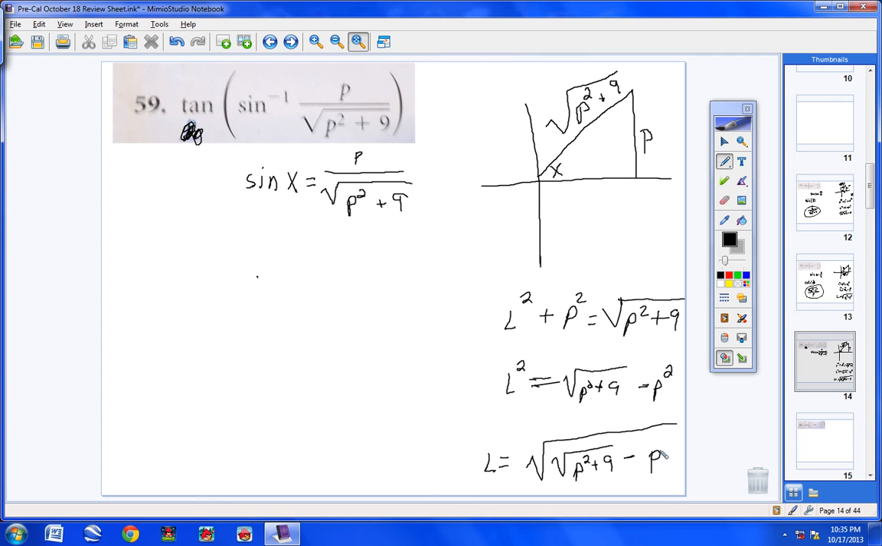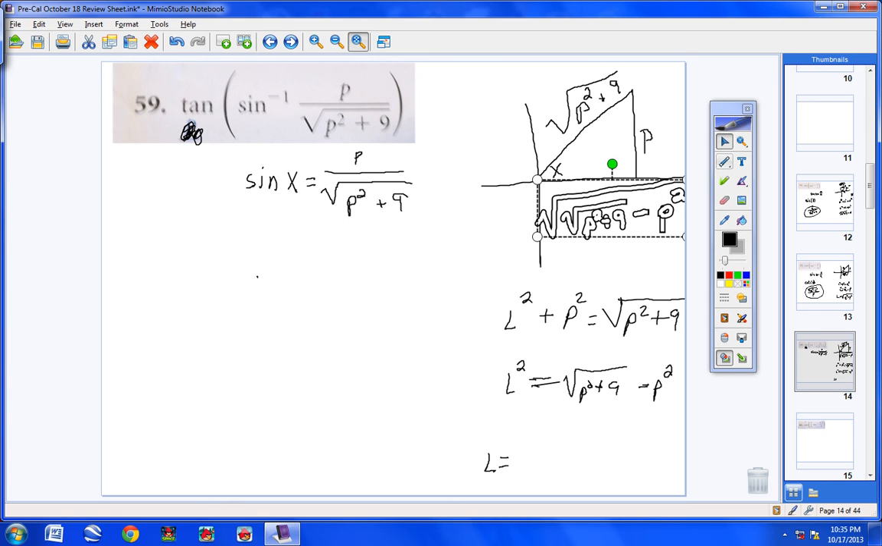This pen's really freezing up, guys. Minus p squared. Now, I'm not going to take time and write. Well, actually, what I could do is just highlight this whole thing and pull it up here. So now that is your entire leg right here for this, okay?